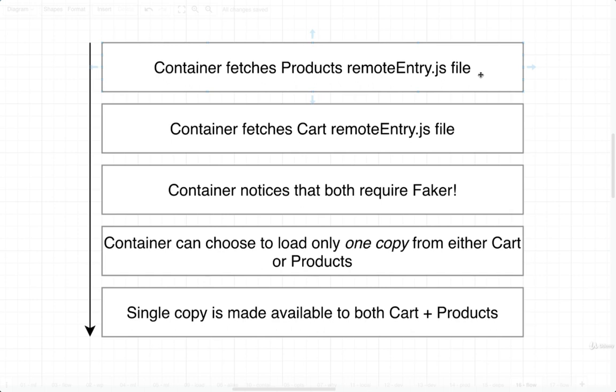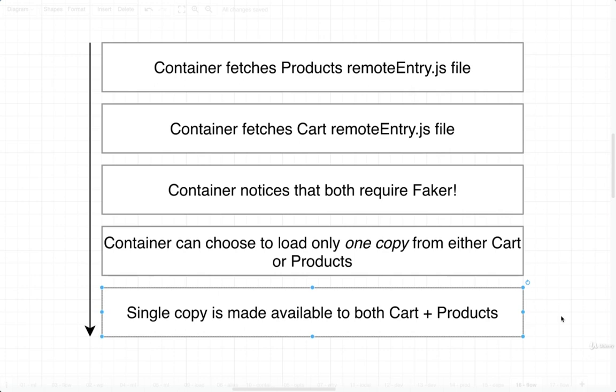When we start up our application, the container is going to try to find the remote entry file for products and the remote entry file for cart. These remote entry files are going to mention that they both require the Faker module. At that point in time, the container application understands that we need to get a copy of Faker, and both of these different sub-apps of cart and products need that copy. So the container can decide to only load up a single copy of Faker, and then share that single copy with both cart and products.